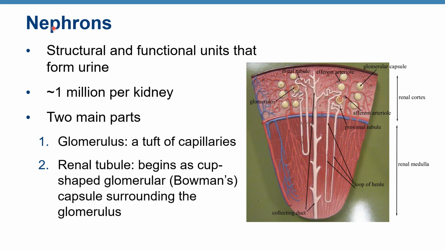So, nephrons. Nephrons are structural and functional units that form urine. We have about 1 million per kidney, and a nephron has 2 major parts: the glomerulus, which is a network of capillaries, and the renal tubule. The renal tubule begins with the glomerular capsule or Bowman's capsule surrounding the glomerulus, and then we have other parts of this tubule that we will discuss in a minute.